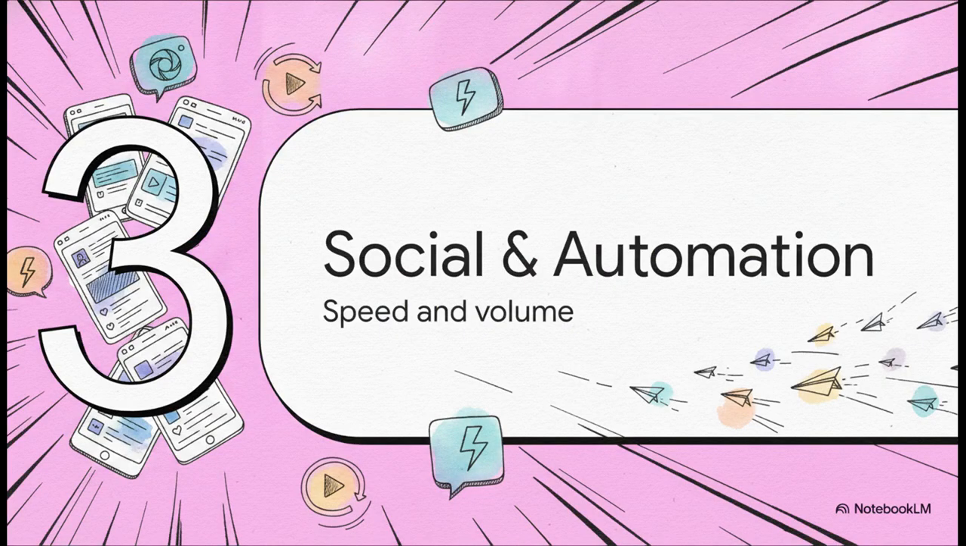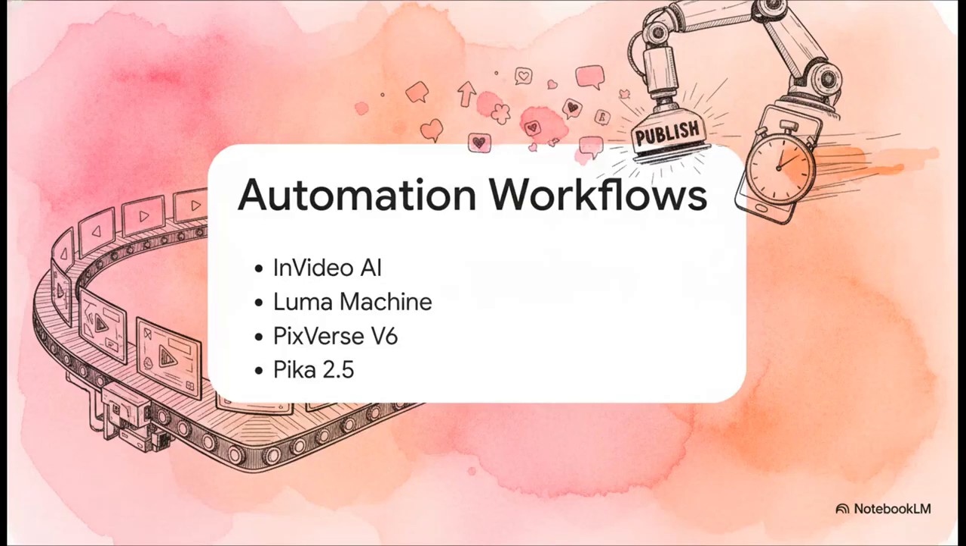All right, let's pivot to Section 3, social media and automation. So why does this category matter? Well, if you run a faceless YouTube channel or a super fast-paced marketing team, you need rapid, automated workflows. You literally do not have time to sit around waiting for the slow cinematic render times of something like Sora.